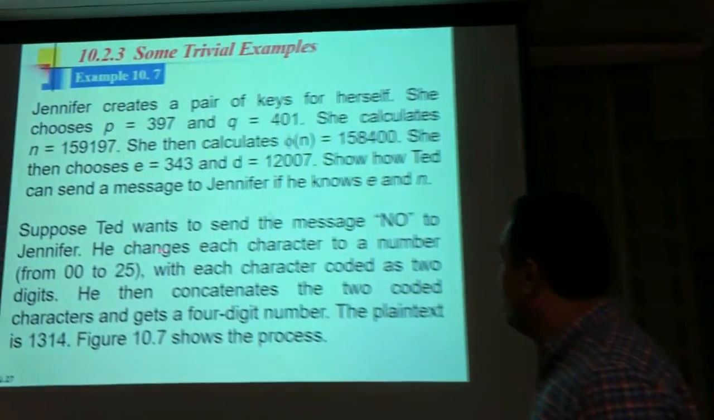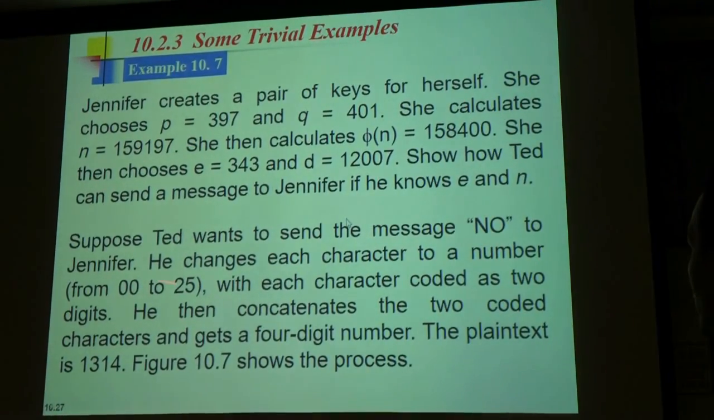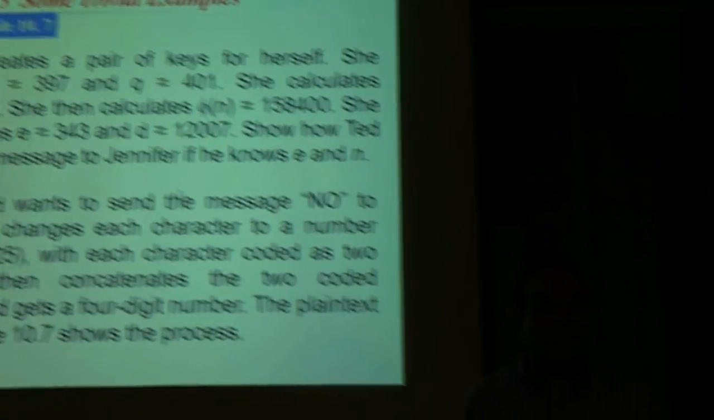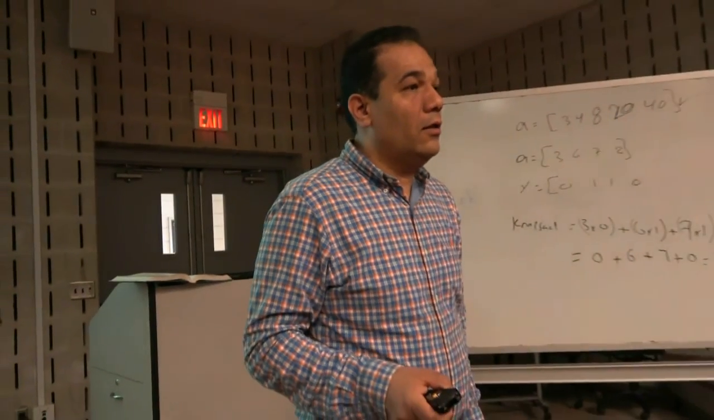Okay, so suppose Ted wants to send a message to Jennifer that changes each character to a number, from 00 to 25, with each character coded as 2 digits. He then combines the 2 coded characters and gets 4-digit numbers. The plain text will be 1314. Okay, 1314 will be the number. So what we have in here, we have the plain text, we have the E, we have the D, we have the N, right?